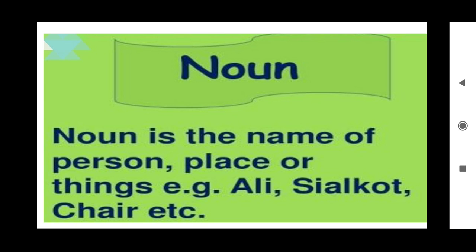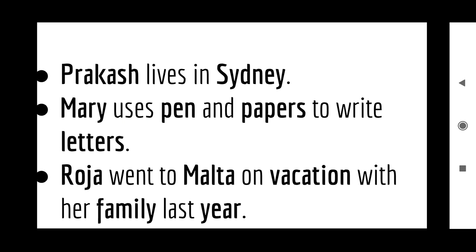Noun. A noun is the name of a person, place, or thing. Example: Ali, alcohol, chai, etc. Prakash lives in Sydney. Mary uses pen and papers to write letters. Roja went to Malta on vacation with her family last year. If you observe the black letters: Prakash, Sydney, Mary, pen, papers, letters, Roja, Malta, vacation, family, year. All these are nouns.